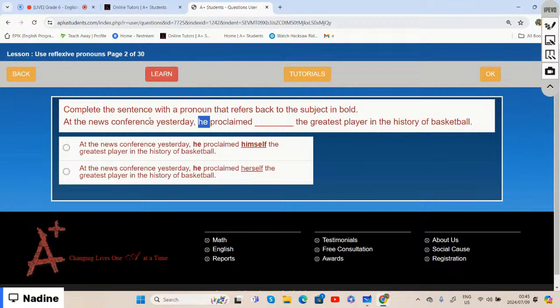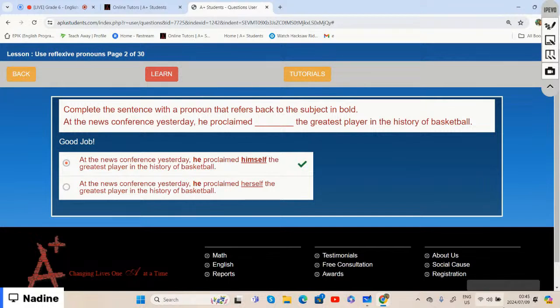All right, so if we were to select the correct reflexive pronoun, then we will say, at the news conference yesterday, he proclaimed himself the greatest player in the history of basketball.